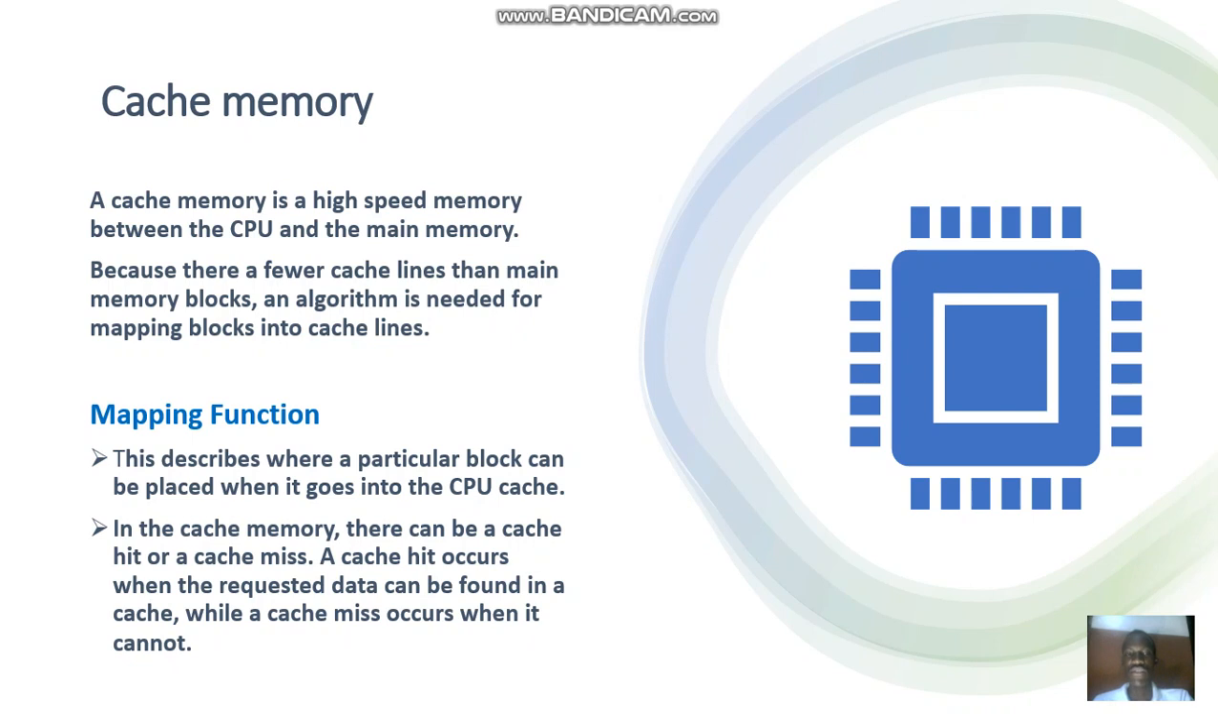This mapping function describes where a particular block can be placed when it goes into the CPU cache. And in the cache memory, there can be a cache hit or a cache miss. A cache hit occurs when the requested data can be found in a cache, while a cache miss occurs when it cannot.